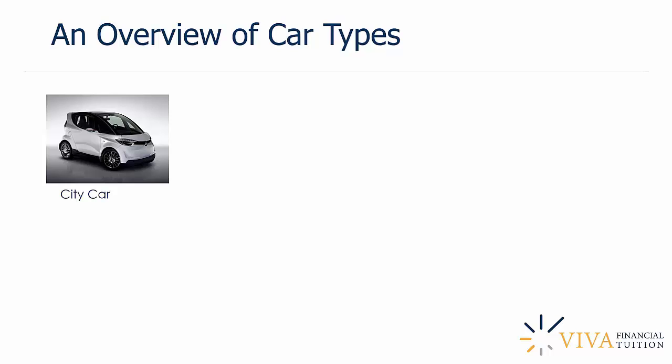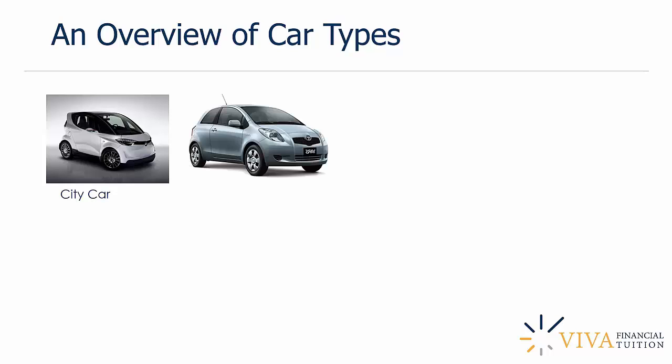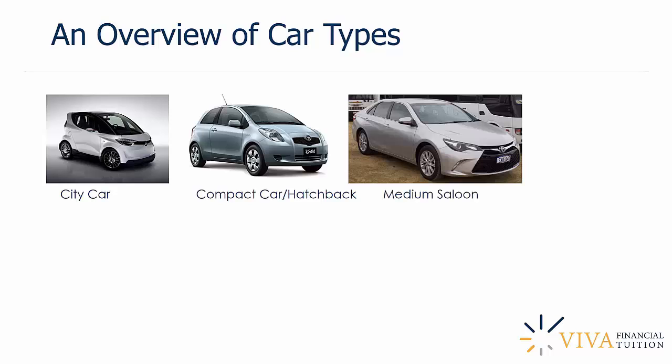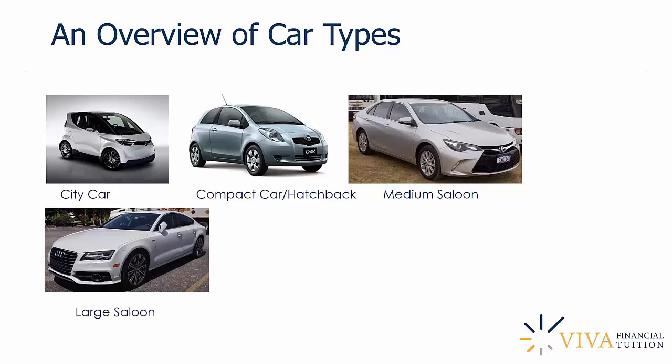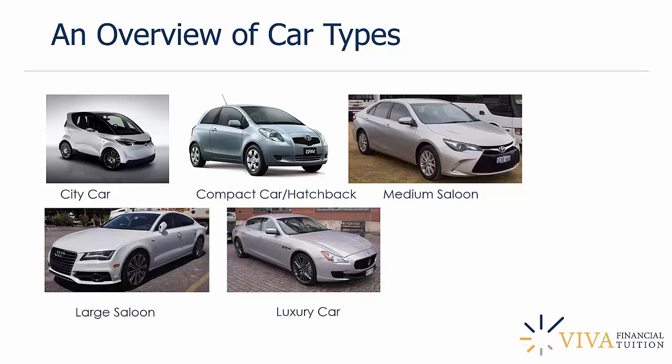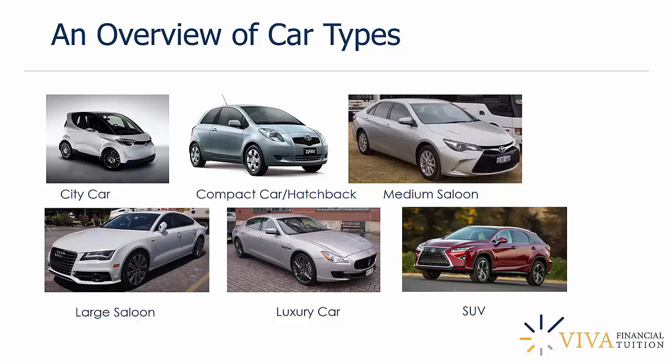We have what's called a city car. These are the tiny little mini cars you'll sometimes see zipping around, usually in urban areas. Then we have the compact car, or the hatchback as it's known, hatchback being more common in Europe, and compact car then perhaps in the United States is a little bit of a common term there. We then have the medium saloon, large saloon, and luxury car. This would be the really high-end cars like, for example, Bentley or Aston Martin would be considered typical luxury cars, or Lamborghini, for example. Then we have the SUV, which is the sports utility vehicle.